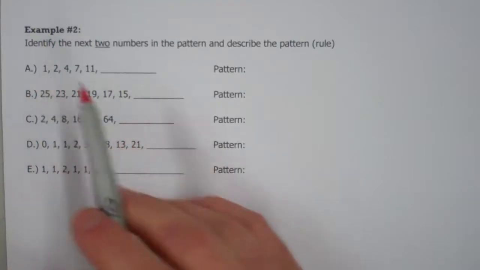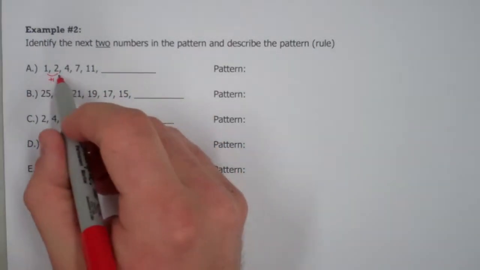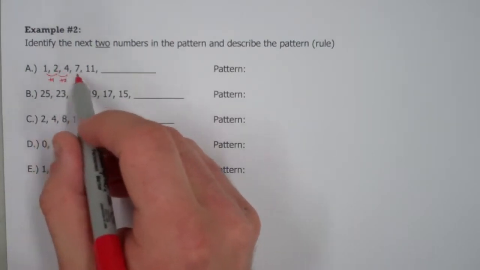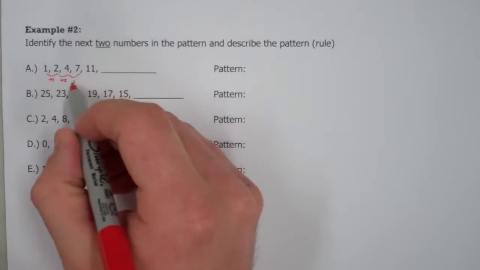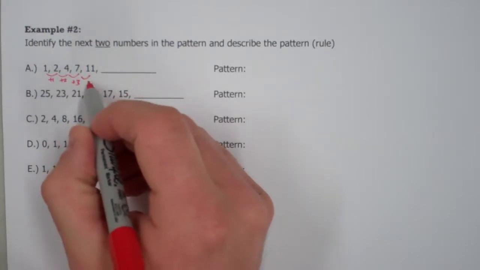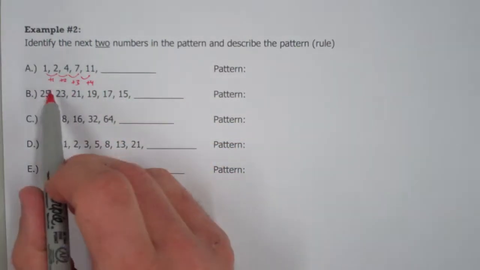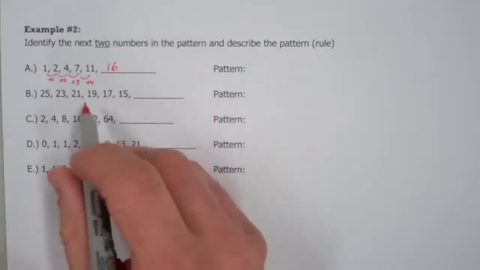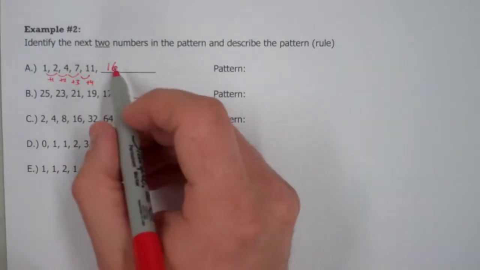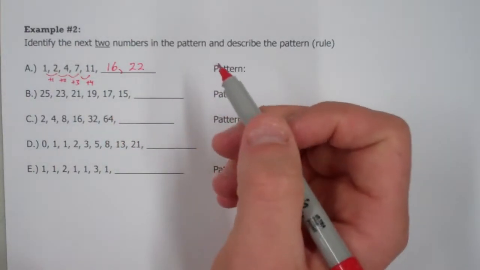In part A, I'm seeing that we're adding 1 between 1 and 2, 2 between 2 and 4. I know that's kind of small for you to see there. And then 3 from 4 to 7, and then 4 from 7 to 11. So the next number, we're going to add 5 to the previous one. So the next number should be 16, or 11 plus 5. Then we're going to add 6 to 16, and that would be 22.